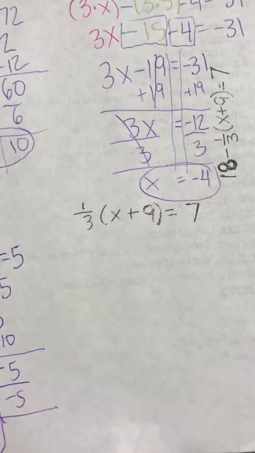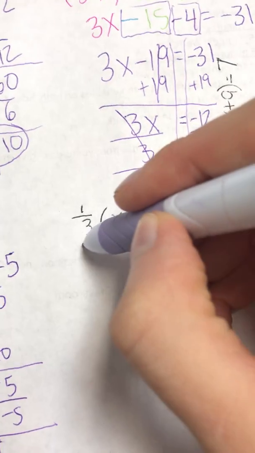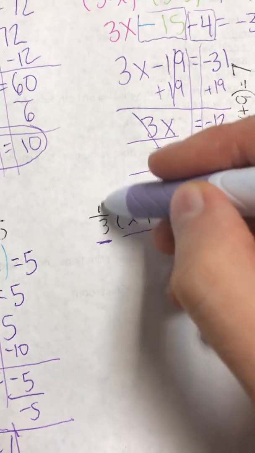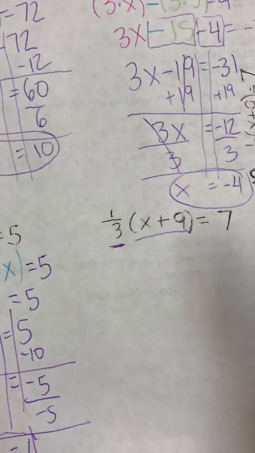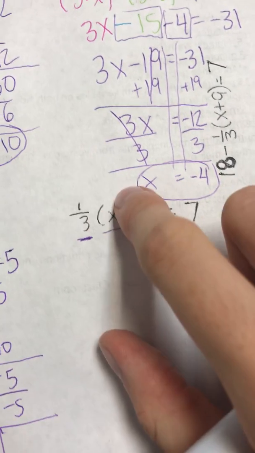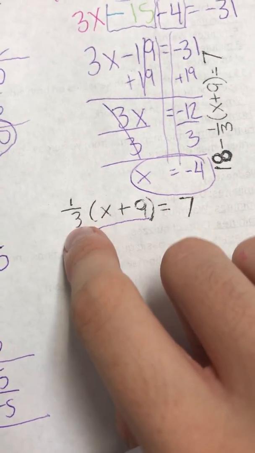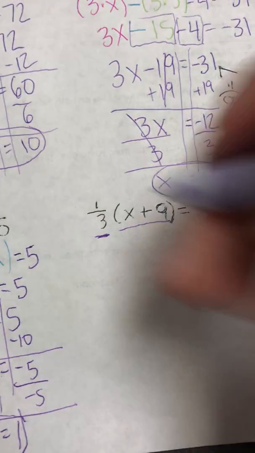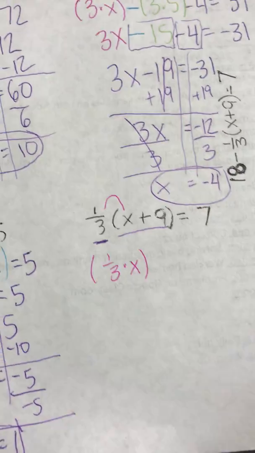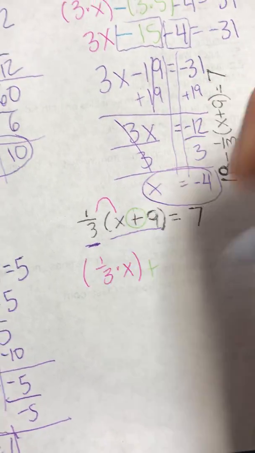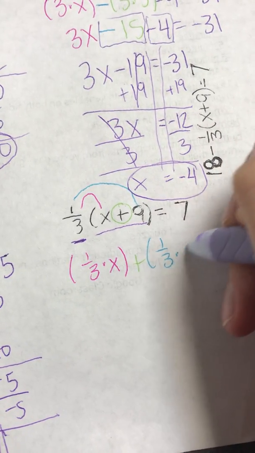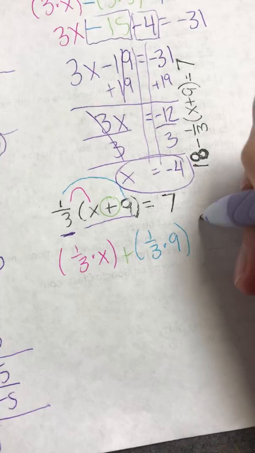Over here, same idea, even though it's a fraction, I have this number times this parentheses. So I'm still going to do outside times inside, outside times inside. Even though it's a fraction, it still is a number, and when we have a number next to the parentheses, it means multiply. So we're doing 1/3 times all of that. So first, 1/3 times x plus 1/3 times 9, and then it equals 7.